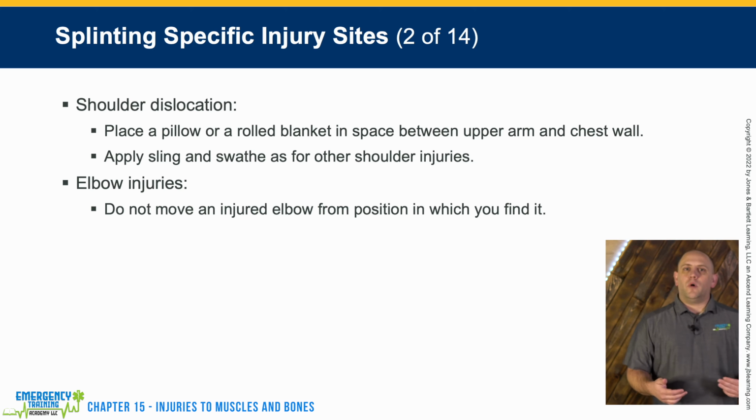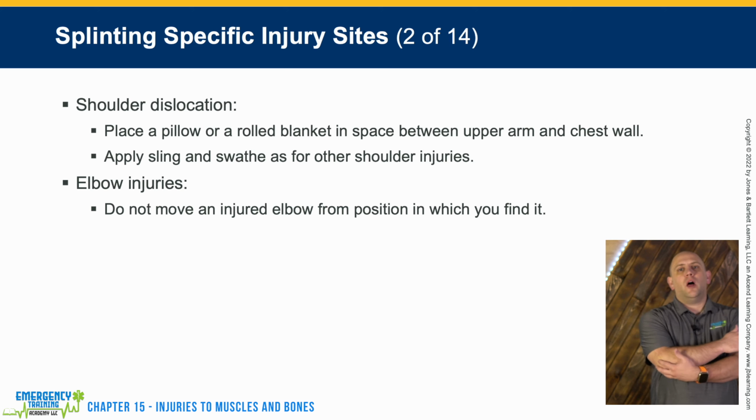The other thing that we want to keep in mind, though, is most people don't have their arm tucked into their body all the time. There is a little bit of a gap. And so as we're creating that sling for people, if we have a rolled blanket or a pillow or something that they can place between their arm and their chest wall, it will create a more anatomical position of comfort for our patients.